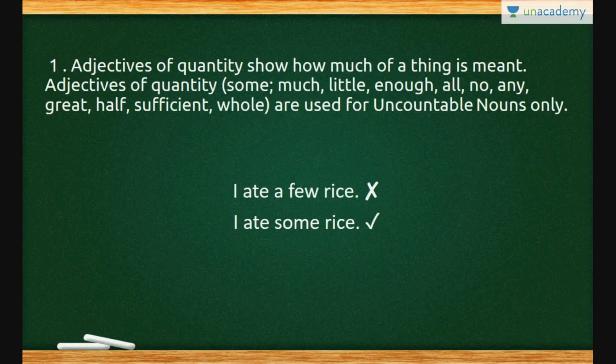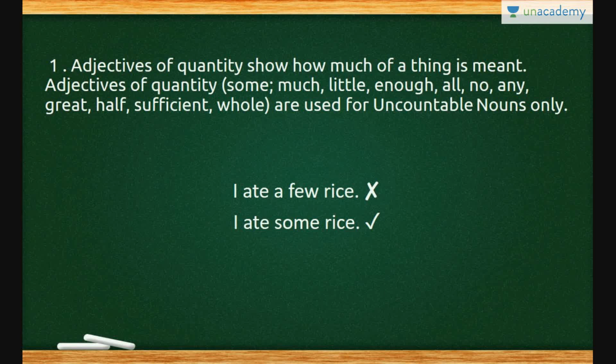So the first rule says that adjectives of quantity show how much of a thing is meant. Now adjectives of quantity like some, much, little, enough, all, no, any, great, half, sufficient, whole are used for uncountable nouns only. Now what does this mean? Let's look at the examples. It'll make things clear to you.